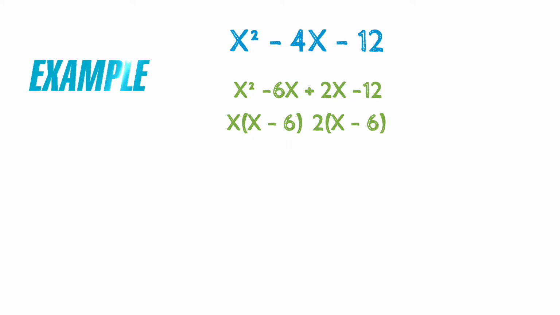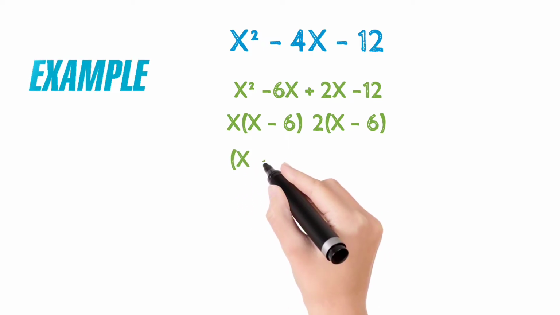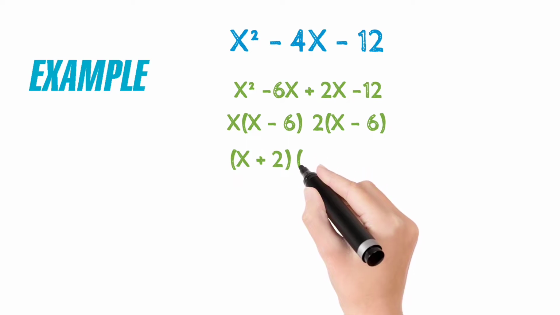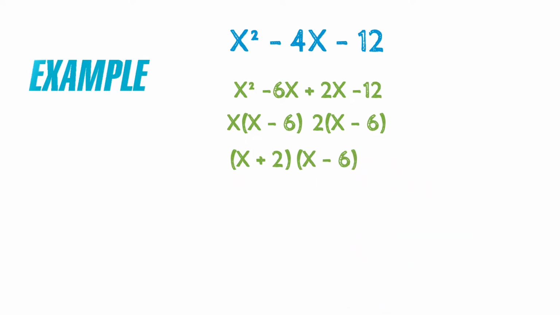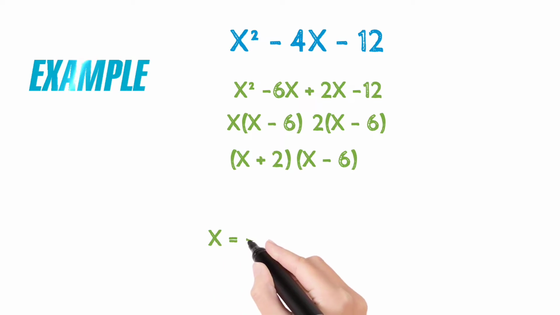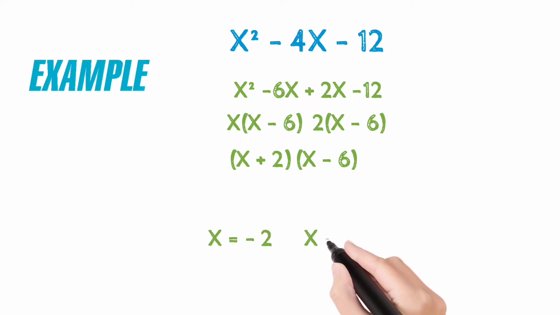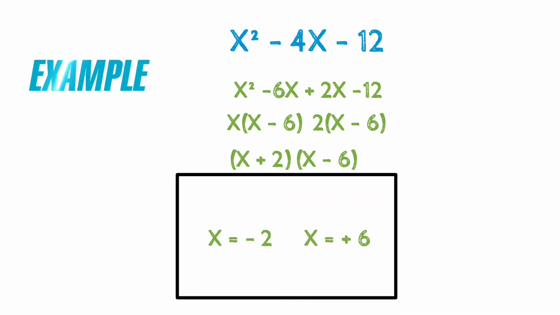Then we take it common, and the bracket x minus 6 will come with the x plus 2, the other two brackets we made, which lead us to the outcome: x equals minus 2 and x equals 6. So this x equals minus 2 and plus 6 are our answer. I hope you understood it.